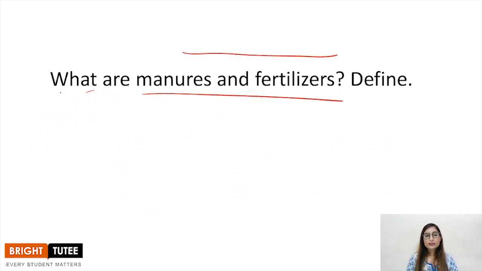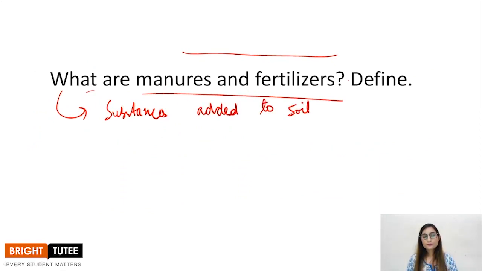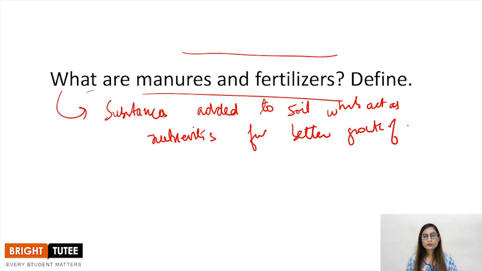What are manures and fertilizers? These are the substances added to the soil which act as nutrients for better growth of plants, right? These are the substances which are utilized, which act as nutrients for better growth of plants.